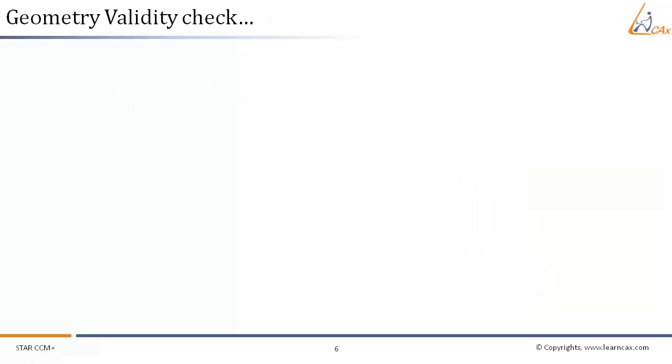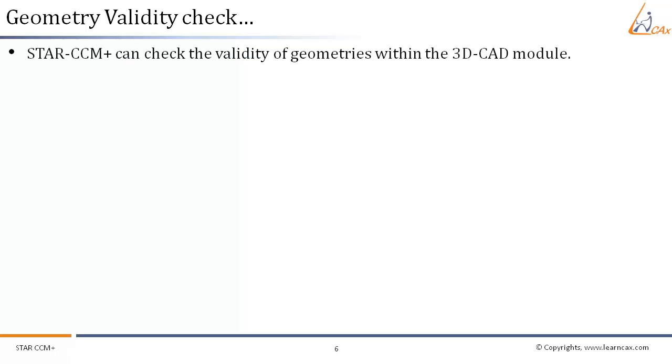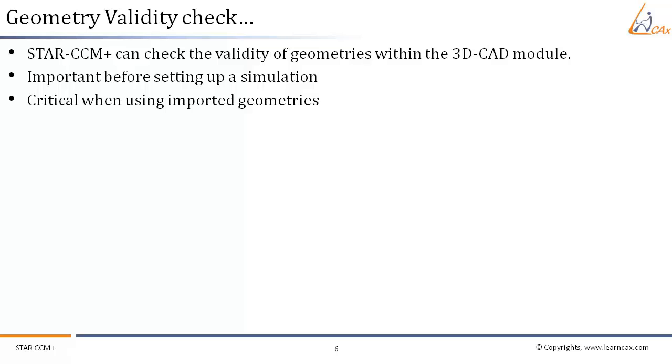There should be some way to check whether the geometry created or imported is appropriate for using CFD analysis. This can be done by using geometry validity check. STAR CCM+ can check the validity of geometries within the 3D CAD module. This should be done before setting up a simulation. This is highly critical when using imported geometries.